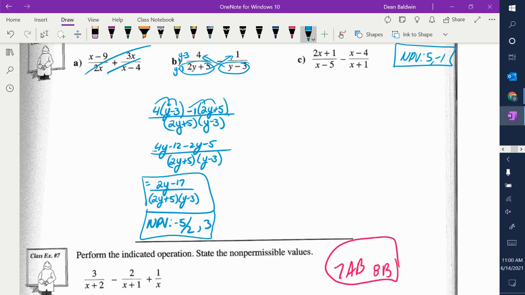What's my common denominator? Just put the bottoms together. So the common denominator is x minus 5 times x plus 1. That's your common denominator. Remember, this one gets multiplied up there, so you get 2x plus 1 times x plus 1 minus x minus 5 times x minus 4.